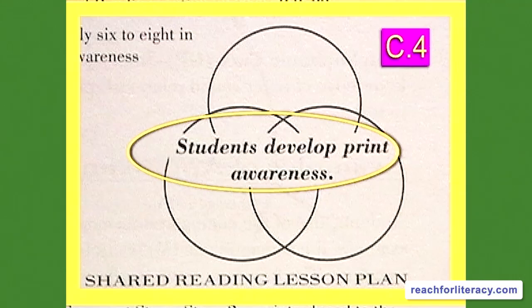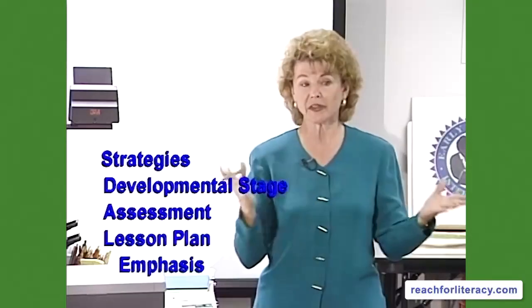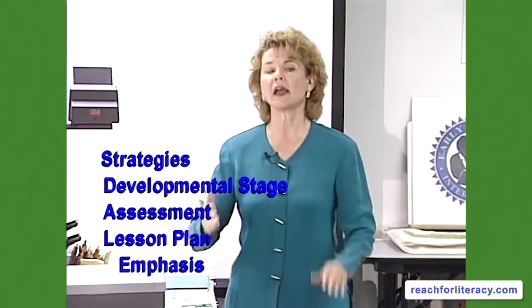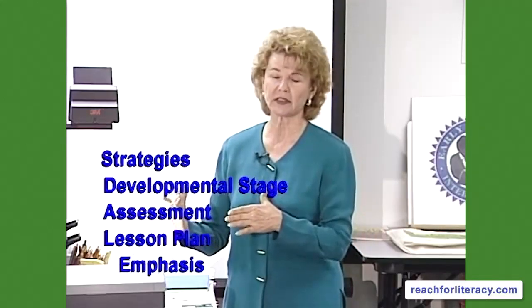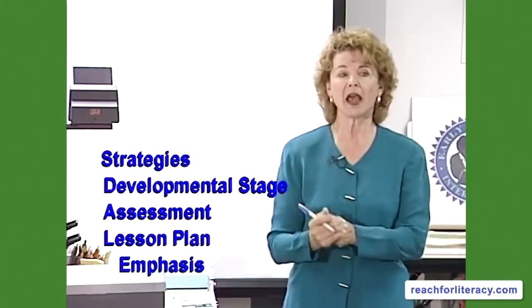So on C4, direct your attention to the 3 circles. In the middle it says students develop print awareness. Now if they come to school and they're not print aware, then we have to go back and put that in place before they can move to the next level of development. So what we're doing is we're blending several different pieces together on these 2 pages. Some of it's related to the assessment and where we got the information in the first place as to where they are, and then what we should be doing with them and what we should be emphasizing, and then the additional piece is what type of lesson plan should we be using at this particular level.